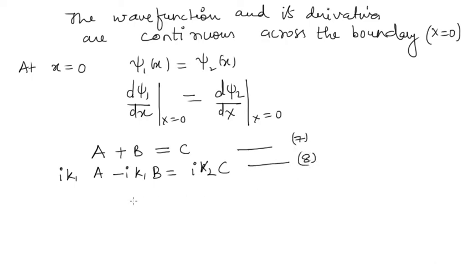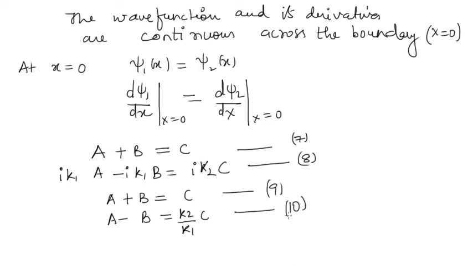Okay. So I can also write these equations as a plus b is equal to c, and in the second equation I can take k1 common: a minus b is equal to k2 upon k1 c. From equations 9 and 10, we will see the quantity of interest would be the ratios. We have two equations and three constants. So we can find b upon a from this equation as k1 minus k2 upon k1 plus k2. This is my first result.